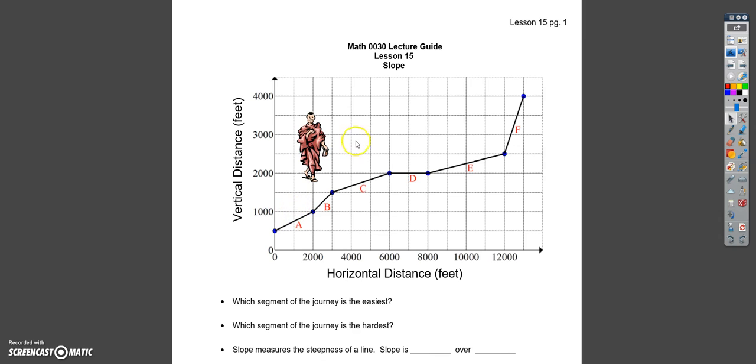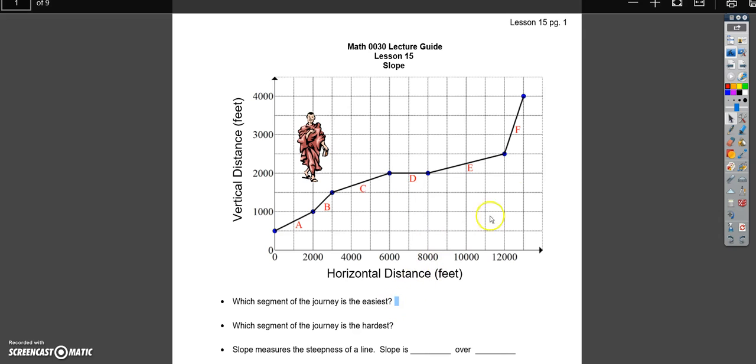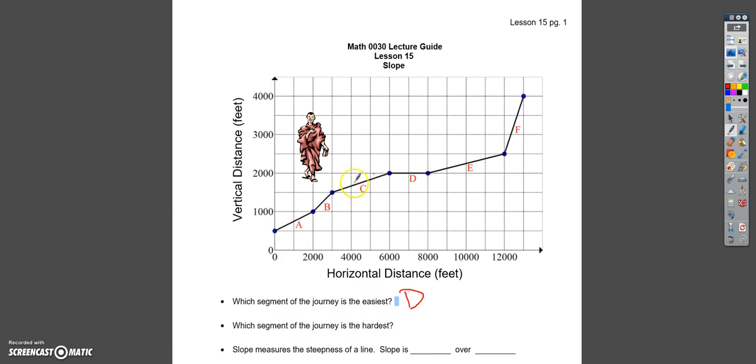Looking at the journey, which would be each segment, segment A, B, C, D, E, F, which segment of the journey is the easiest? Probably this one where it's flat. We'll say D. Segment D. Which segment of the journey is the hardest? I would say F, because that's the steepest, the hardest to climb.